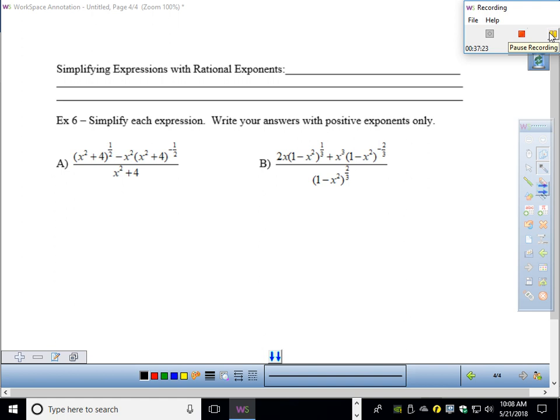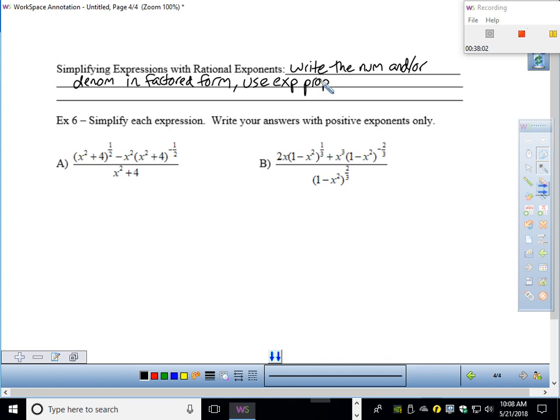So here's what I have on your sheet where it says simplifying expressions with rational exponents. You can see these are really complicated expressions. But I have: write the numerator, and you'll have to excuse my shorthand here, and/or the denominator. It just kind of depends on what it looks like. So write the numerator and/or denominator in factored form. So this is a natural extension of the previous example. So factored form, and then just use exponential properties to simplify further.